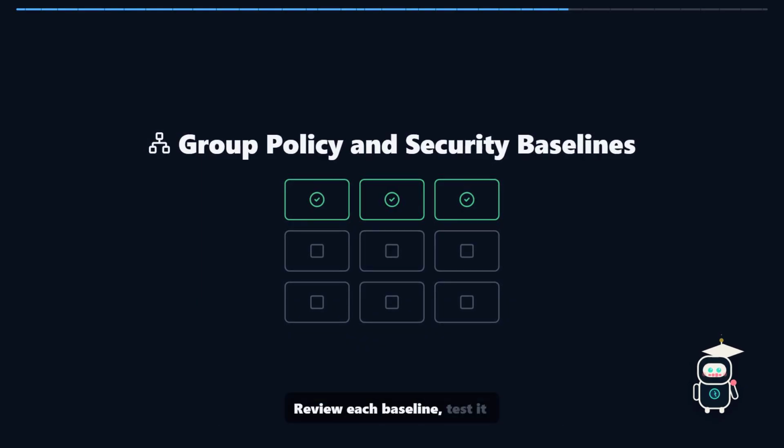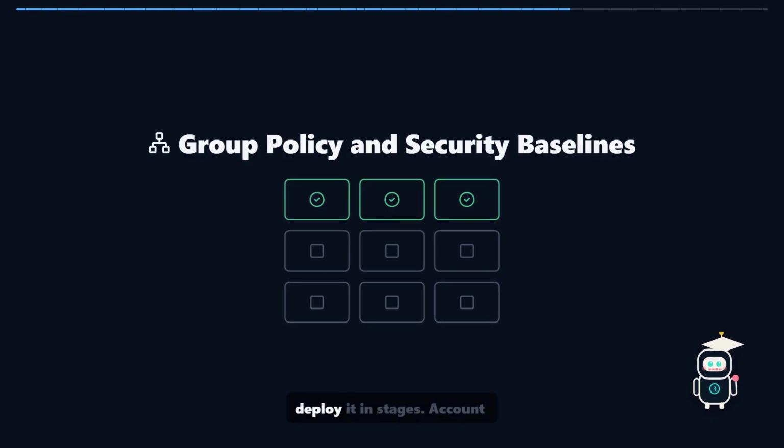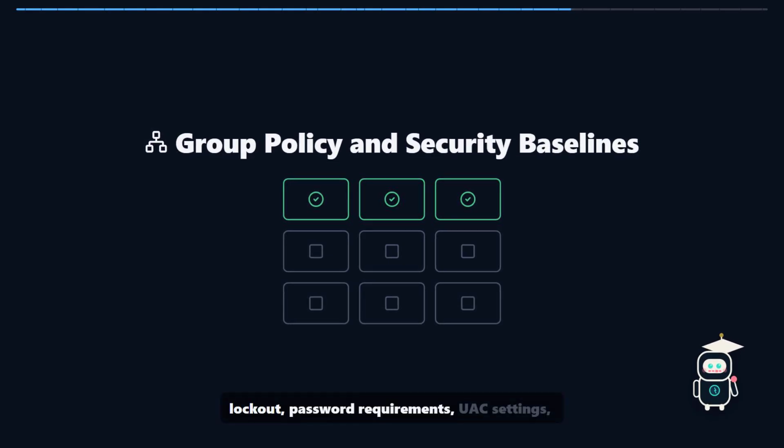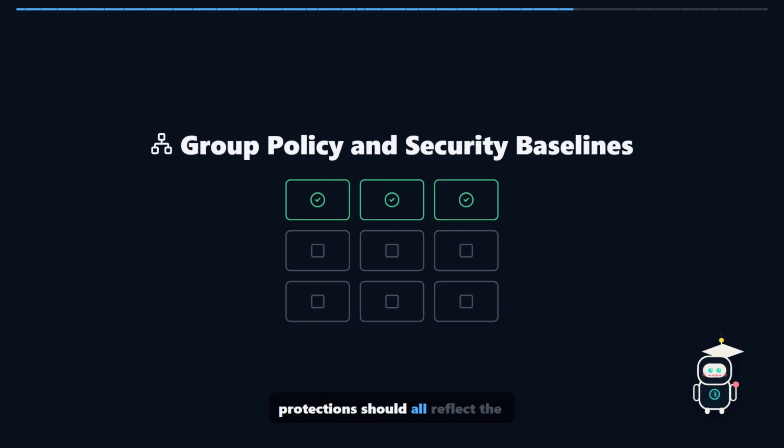Review each baseline, test it with representative devices, watch for application or accessibility impacts, and deploy it in stages. Account lockout, password requirements, UAC settings, audit policies, PowerShell settings, service controls, firewall rules, and endpoint protections should all reflect the organization's risk tolerance and operational needs.